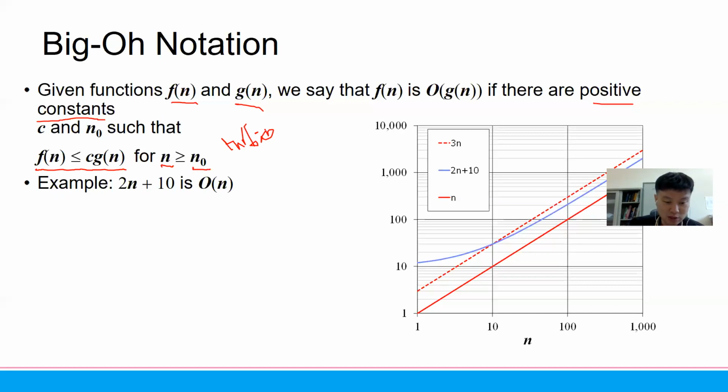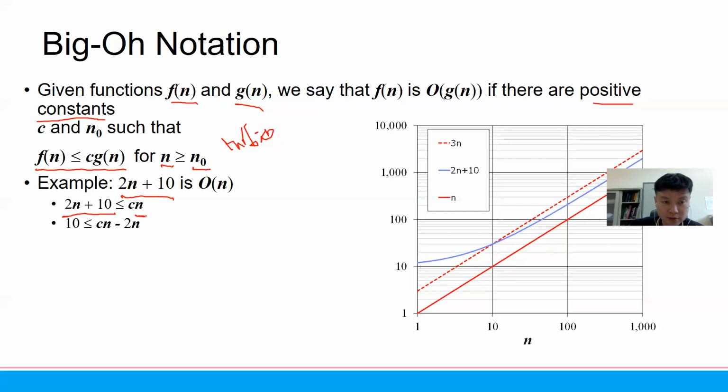My writing is not that good. So n0 is the initial data set, and n is any data set that is greater than the initial data set. For example, if I have 2n plus 10, I want to know if it is really O(n) or not. So we have 2n plus 10 less than or equal to c times n. You need to check if there really is a constant c. I want to know if 2n plus 10 is really O(n).